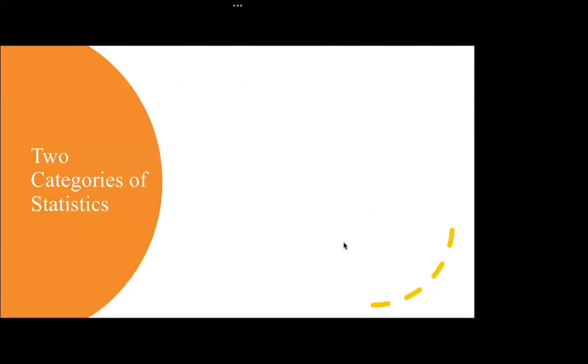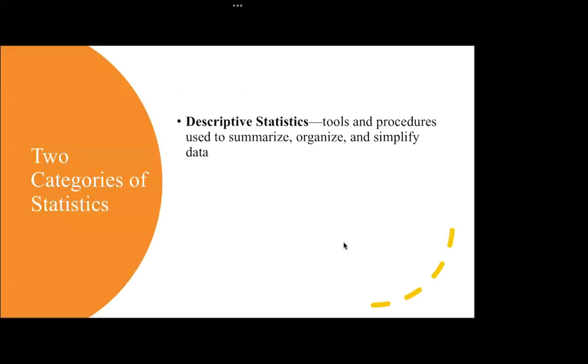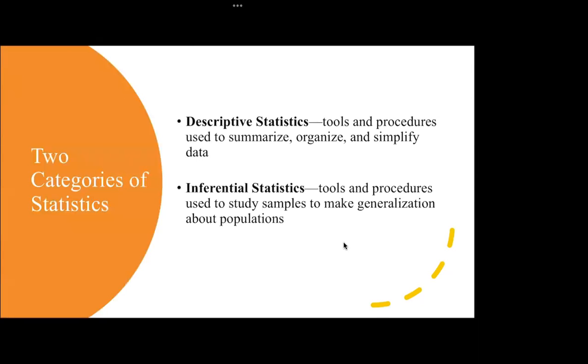So just a quick overview, there are two categories of statistics when we talk about it more broadly. The descriptive statistics, which are usually the first steps of analyses, the tools and procedures to summarize, organize, and simplify data. So we're going to talk about some of these today. And then there are inferential statistics, which some of you might already be familiar with, tools and procedures used to study samples to make generalizations about populations. So these are your hypothesis tests, your t-tests, regression analyses, your p-values, and so on and so forth.